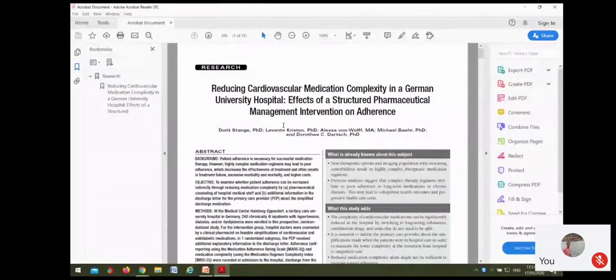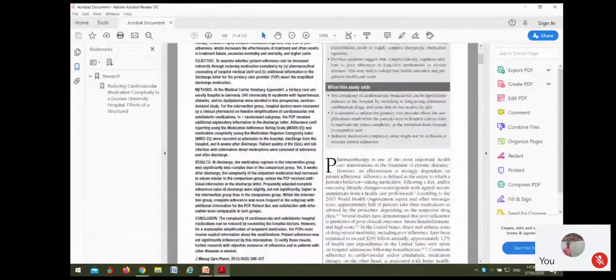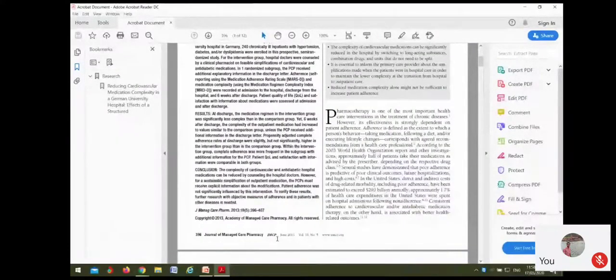Now, here I have taken a journal, JMCP. It is a free access journal, available at www.amcp.org. AMCP means Academy of Managed Care Pharmacy, and the journal is the Journal of Managed Care Pharmacy, JMCP, 2013. You can see the volume and all those things.